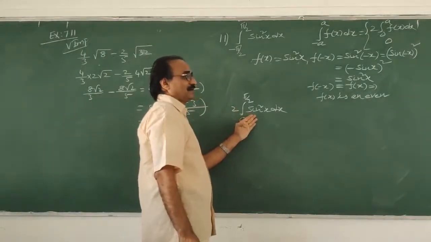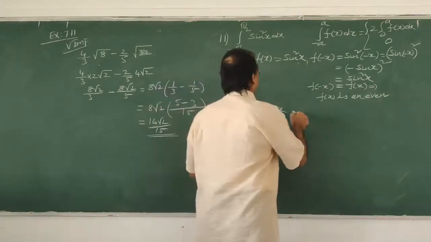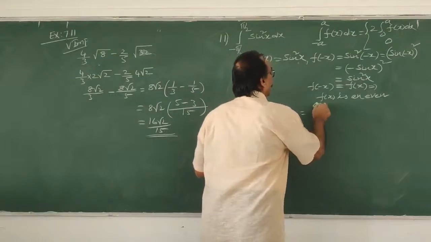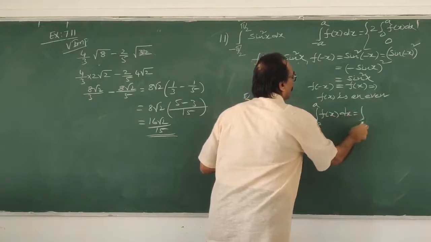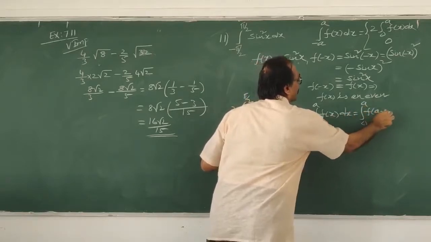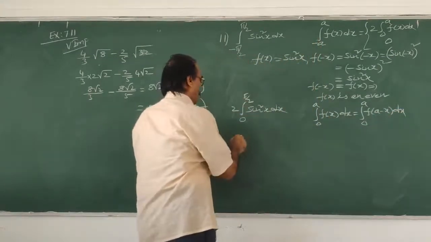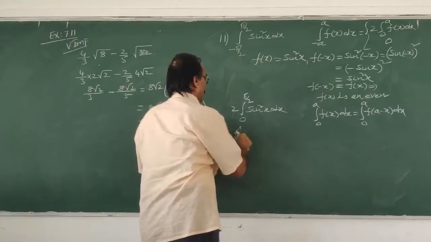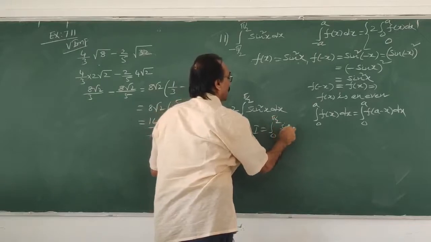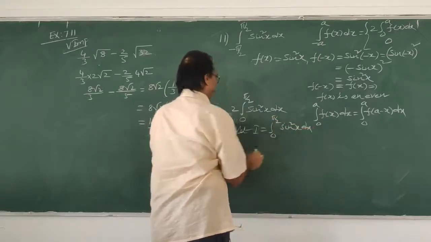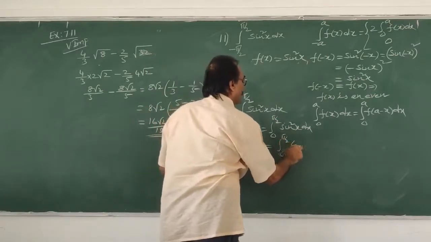Again, we use the property: integral 0 to a of f of x dx is equal to integral 0 to a of f of a minus x dx. Add it. Otherwise, I will write again tomorrow. Half only you will do. Two properties we are using here. First of all, let I be equal to integral 0 to pi by 2 of sine square x dx. This is equal to integral 0 to pi by 2 of cos square x dx.